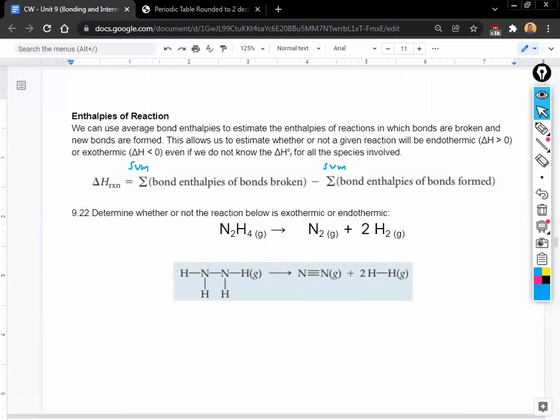Okay, so I'll show you guys how to use that equation in just a second, but make sure you have that jotted down somewhere. The enthalpy of a reaction is basically all the bond enthalpies that were broken minus all the ones that were formed. And that's going to tell you whether or not energy was released or absorbed in that reaction.